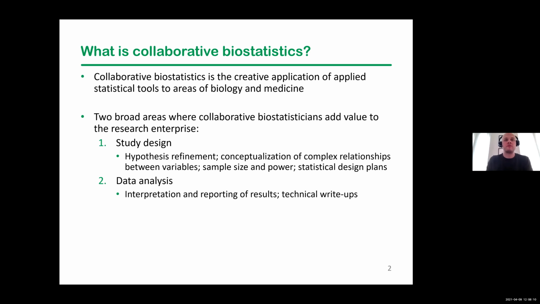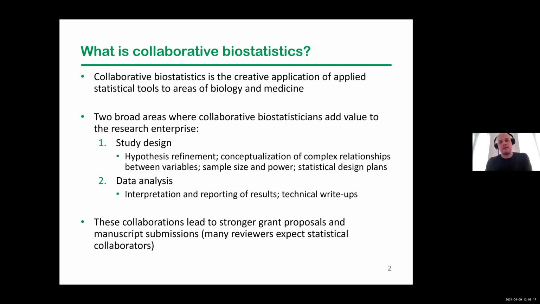I do hope that folks don't lose sight of the fact that you can come to us even sooner, and we can help you throughout the entire process. And these collaborations are really critical, even more so today than 5-10 years ago, because more and more reviewers, both in grants as well as manuscripts, are looking for co-collaborators that are statisticians.